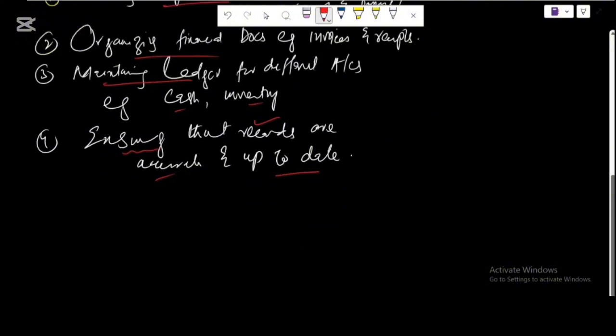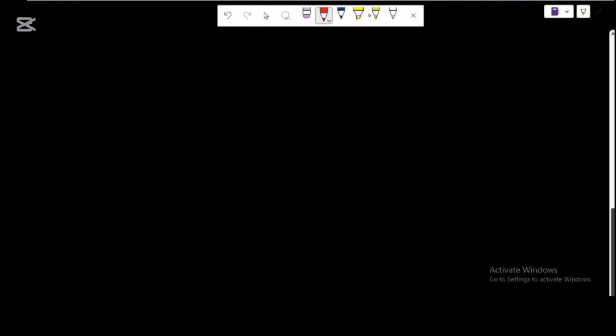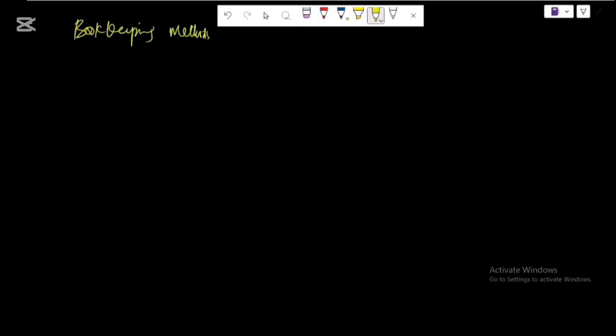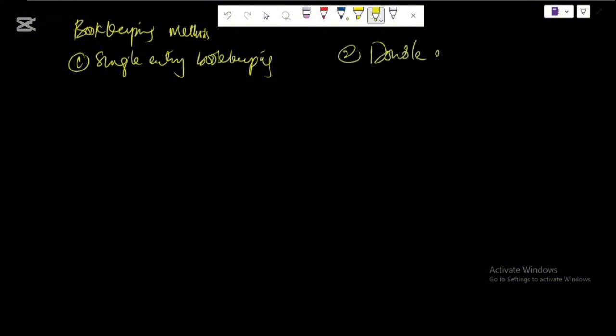We have to discuss another concept, and that is bookkeeping methods. So we have two methods. The first one is single entry bookkeeping. On the other hand, you will have double entry bookkeeping.